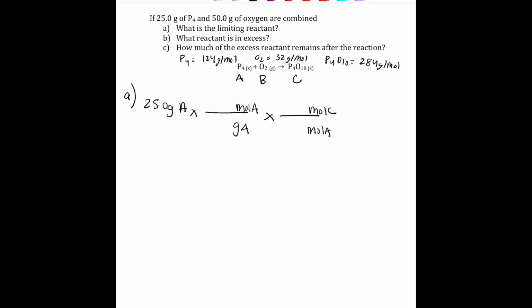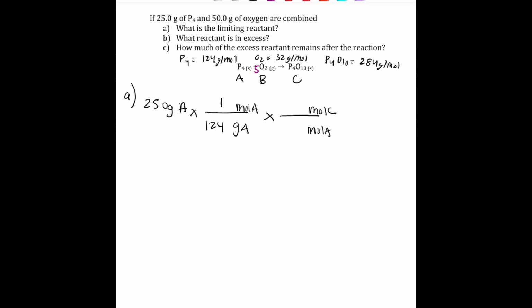Then we'll put our values in. 124 grams of A is 1 mole, and our mole ratio appears to be 1 to 1. However, we should check and make sure that this equation is balanced. We have 4 phosphorus, 2 oxygen, and 10 oxygen. That doesn't cut it. So we're going to need to put a 5 in front of the oxygen on the reactant side in order for it to balance out.